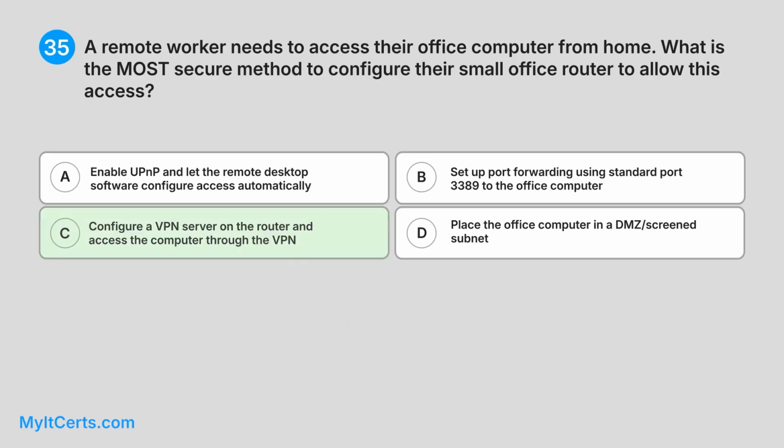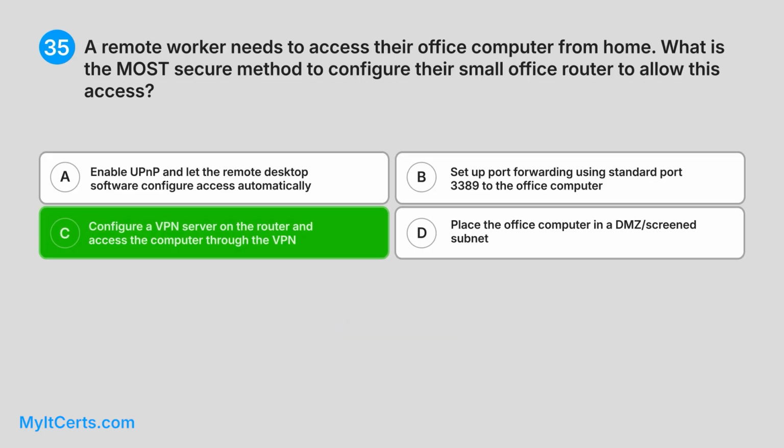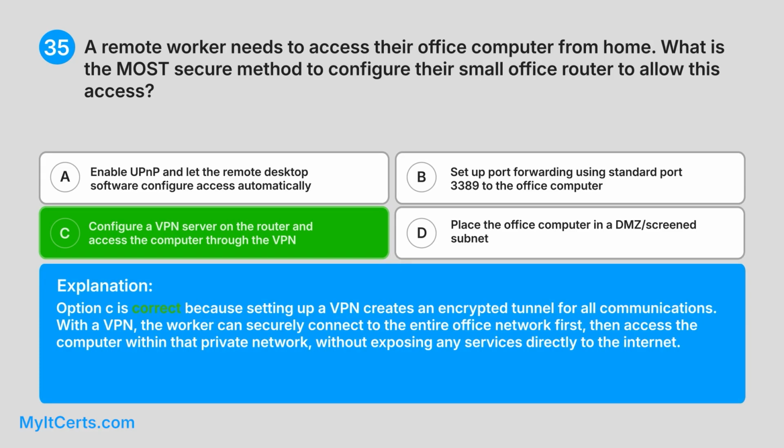Correct answer, C. Configure a VPN server on the router and access the computer through the VPN. Explanation. Option C is correct because setting up a VPN creates an encrypted tunnel for all communications. With a VPN, the worker can securely connect to the entire office network first, then access the computer within that private network without exposing any services directly to the internet.